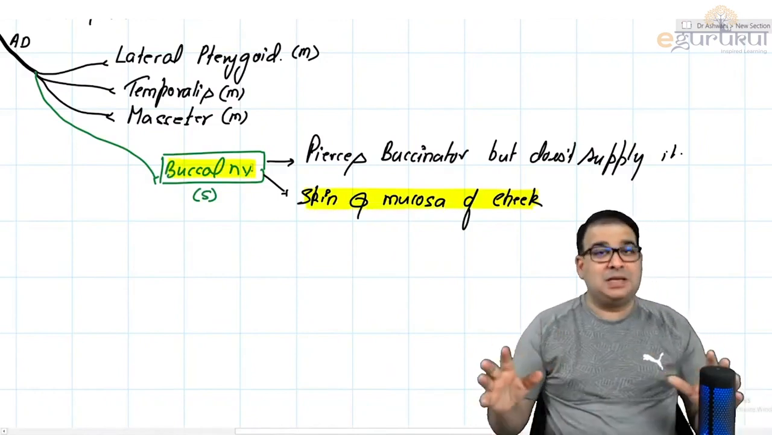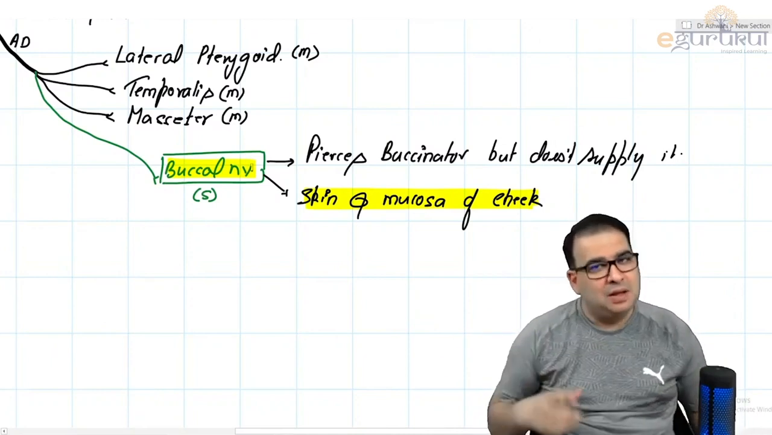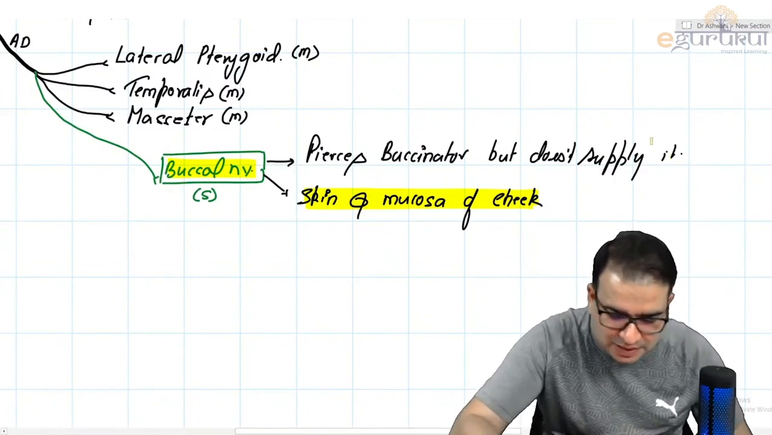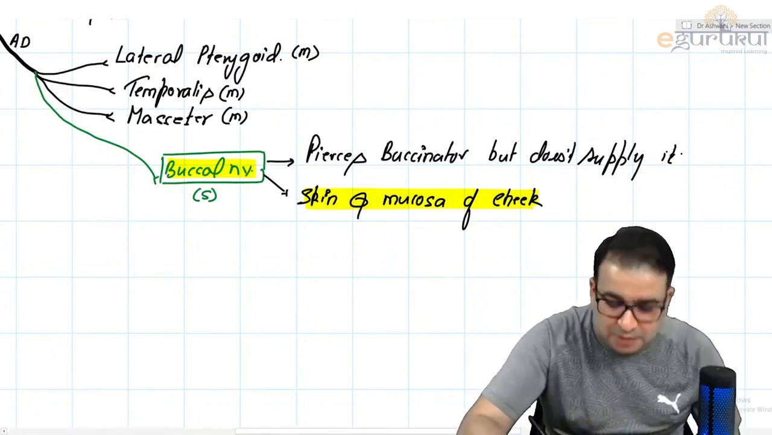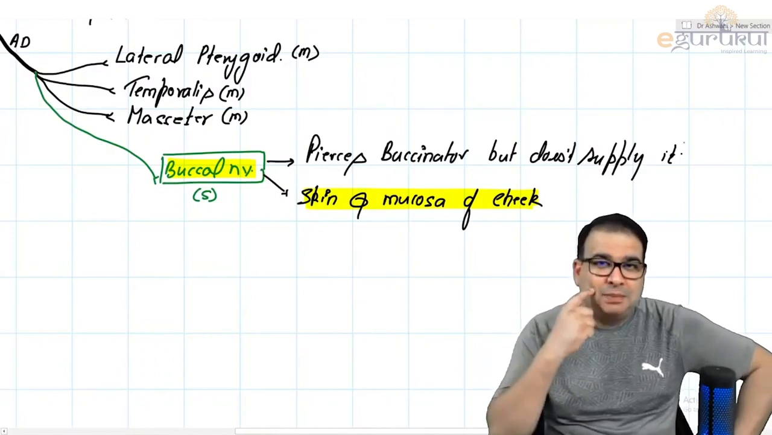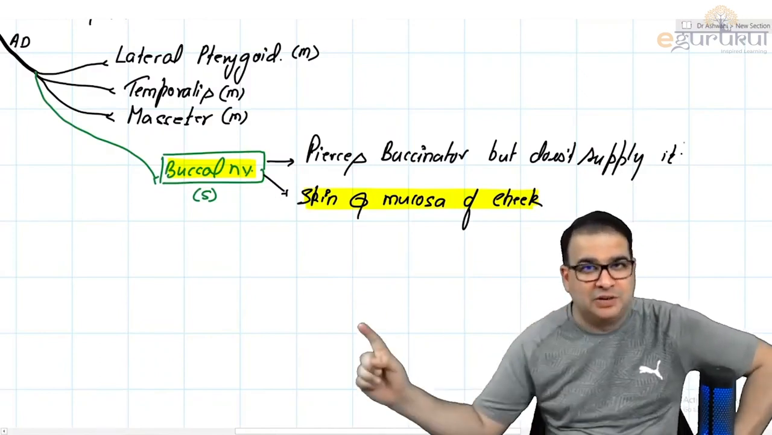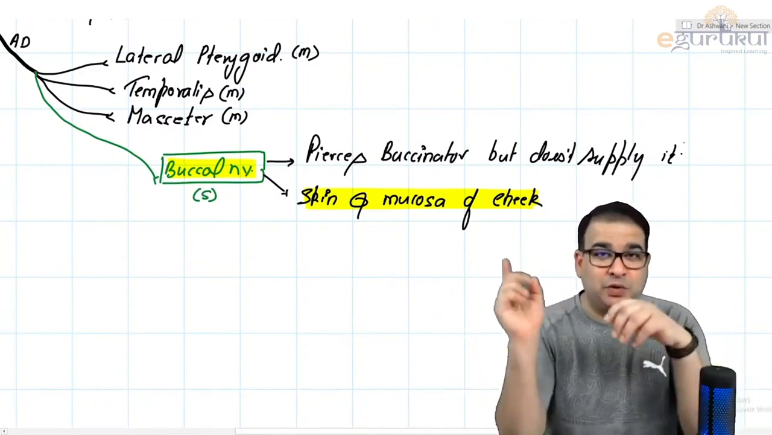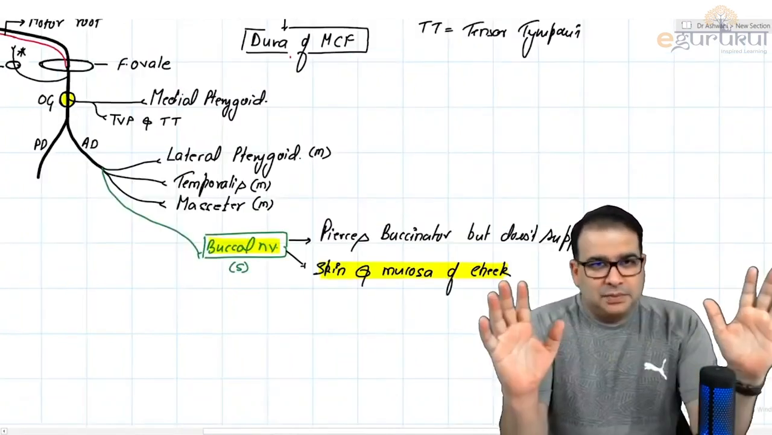It is piercing the buccinator because it has to come out to supply, but it is not going to supply the buccinator muscle. Buccinator is a muscle of facial expression, and muscles of facial expression are supplied by the facial nerve. So buccinator is supplied by the buccal branch of facial nerve, not by the buccal branch of mandibular nerve. Just be careful. That's a buccal branch of facial nerve, which we will discuss. Is that clear?